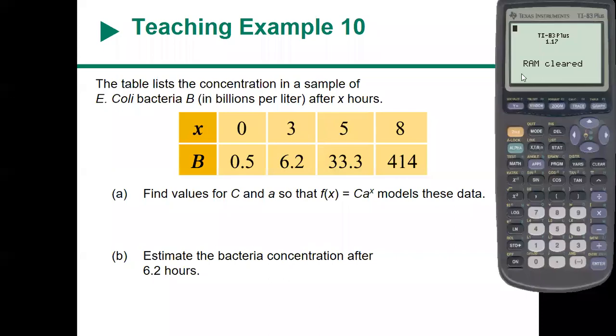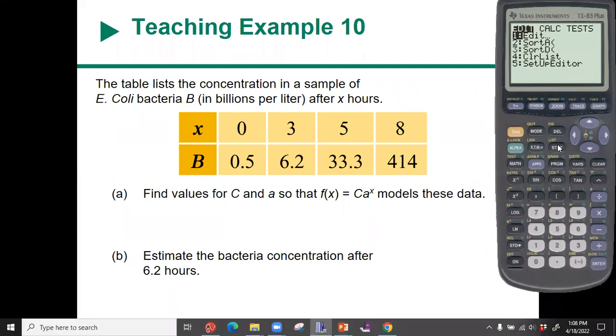Okay, how to do an exponential regression is what we're about to do. So the first thing you want to do is input your list. You're going to go to stat, see where it says edit. We're going to edit and we're going to put in our X values and our Y values. So we have 0, enter, 3, enter, 5, enter, 8, enter. And we're going to put in our Y values.